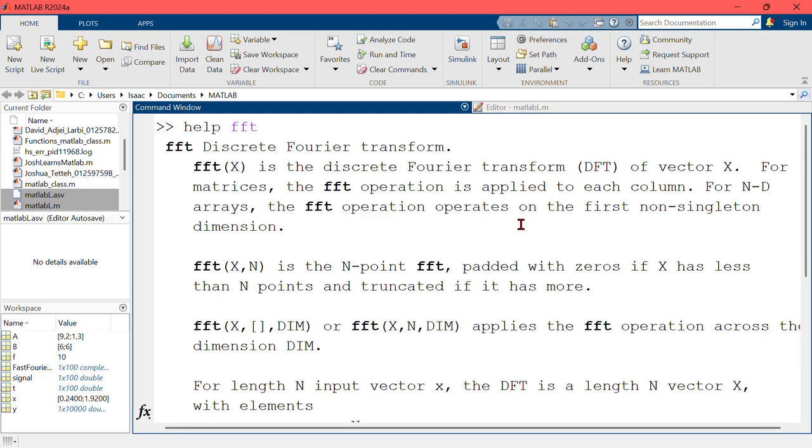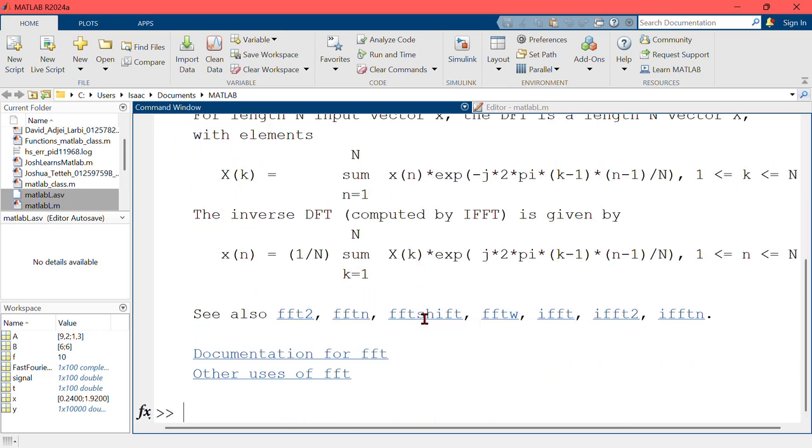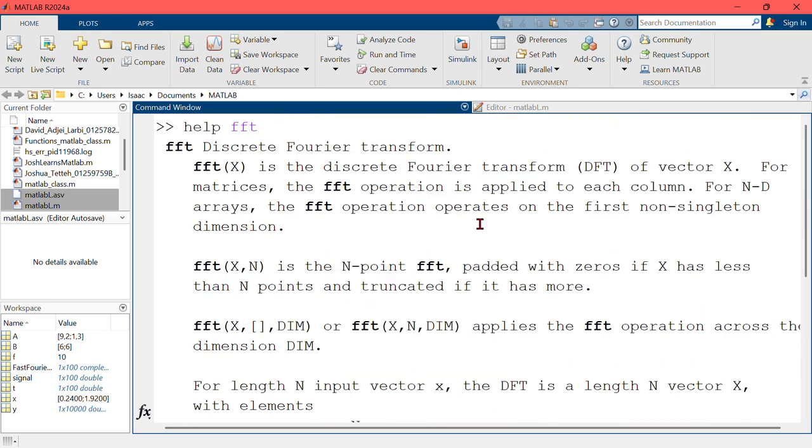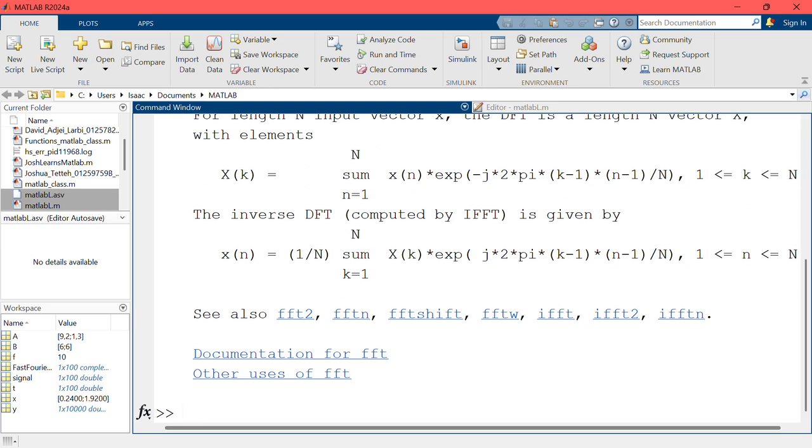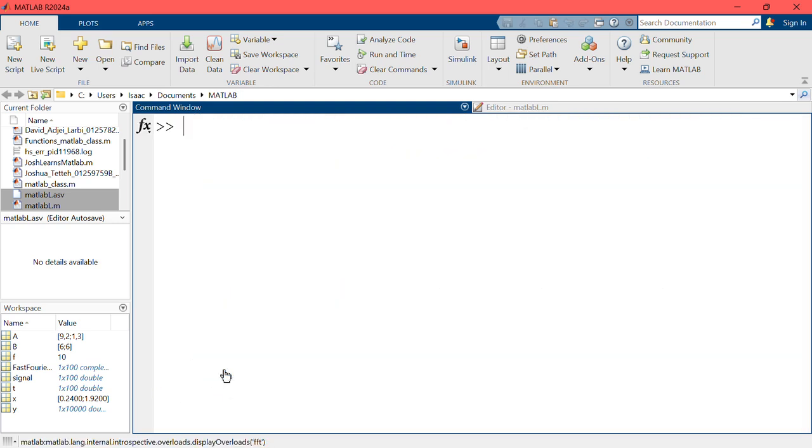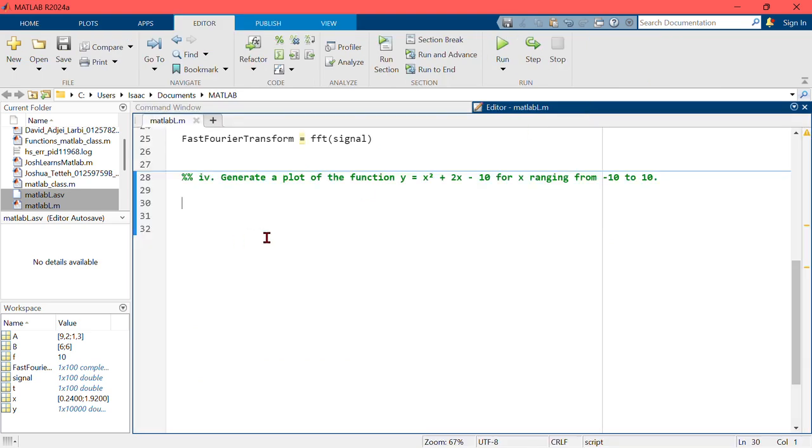a definition. It gives you a sheet that explains what the function does, and this tells you FFT, the discrete Fourier transform of x, and so on. So you have all the information you need in here. Right, so that's just that. I thought that would be a little nugget. Alright, back to this question.